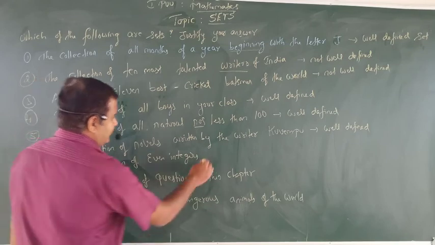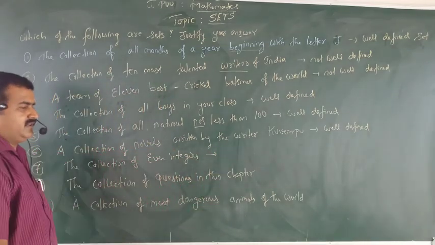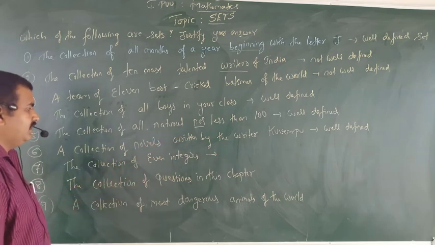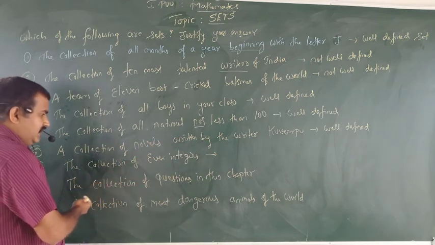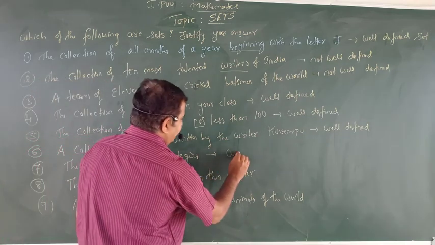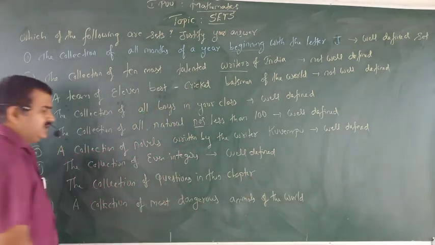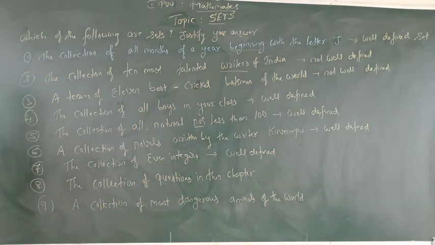So it can easily identify the even numbers. It may vary, it may start from 2 up to infinity, but it is well defined. So the collection of even numbers can be identified, so that it is well defined. We can easily identify the even integers, so it is a well defined set.